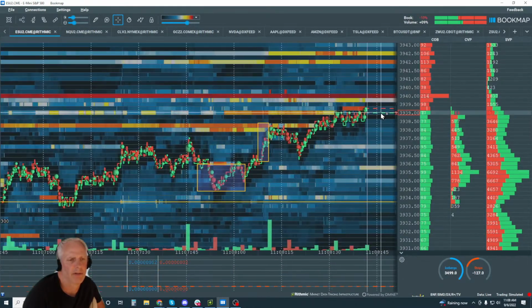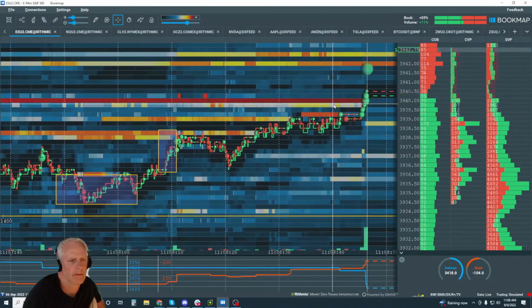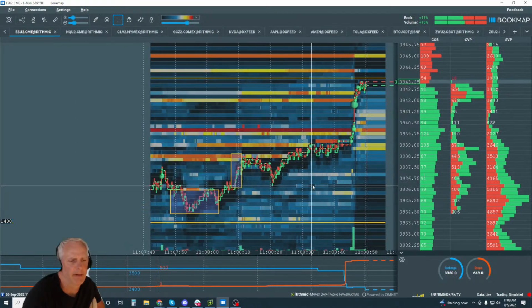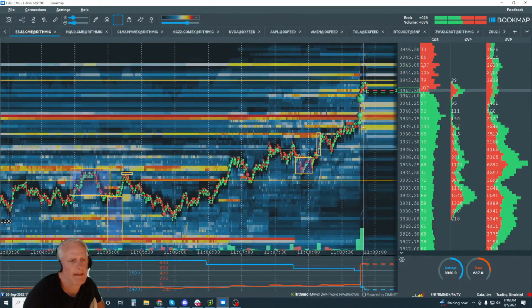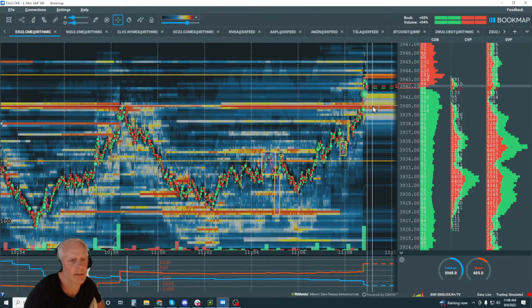High liquidity front running 40, but they just traded. There's 40. Wow, look at that. Okay, now look at that stop run above 40 as well. Beautiful.